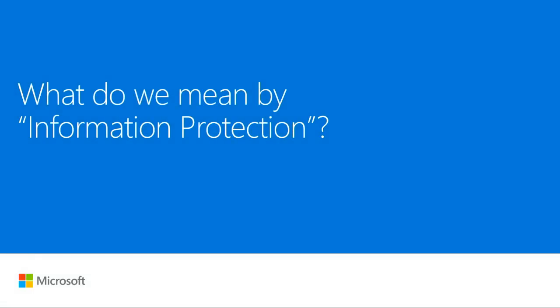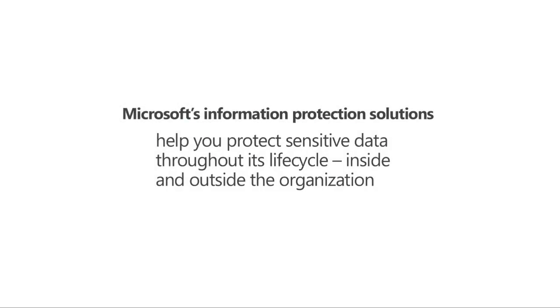So I want to start with the question of what do we really mean by information protection? What does that actually mean? It can mean many, many different things depending on how you look at it. Everything from, am I encrypting data at the physical level with things like BitLocker and encryption, all the way through to rights protection and stopping people doing things and turning off controls in applications. What we think about in terms of what we mean is helping you to protect sensitive data all the way through its life cycle.